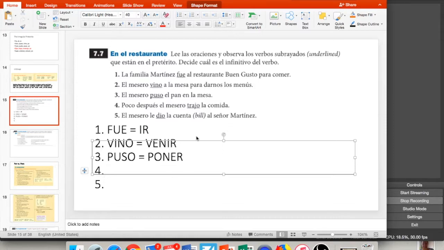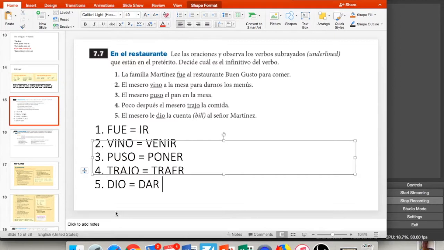Number four, poco después, el mesero trajo la comida. A little afterward, the waiter brought the food. Trajo comes from the verb traer, which is to bring. Number five, last one, el mesero le dio la cuenta al señor Martinez. The waiter gave the bill to Mr. Martinez. Dar is the verb this comes from, for to give.